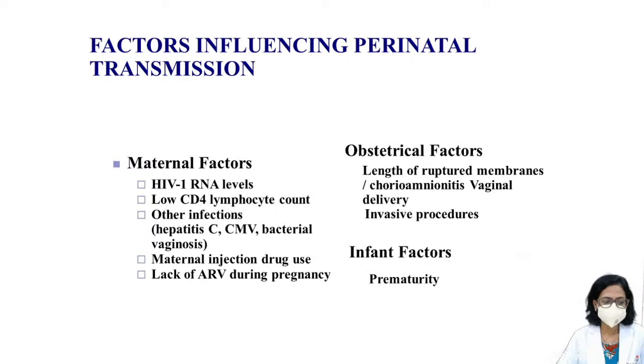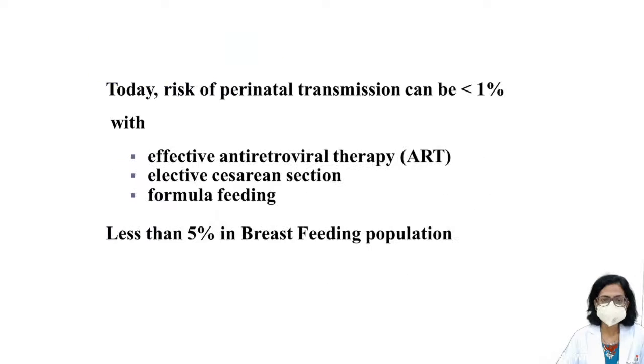So the factors which affect perinatal transmission are: if the viral load is high and the CD4 counts are low, then the risk of infection is higher in the baby. Other infections, if they coexist, like hepatitis C, cytomegalovirus, and genital tract infections, also increase the risk of vertical transmission. Maternal injection use and lack of antiretroviral therapy during pregnancy all increase the risk of infection from the mother to the fetus or newborn. The obstetrical factors, if the membranes have been ruptured for a long time, if there is evidence of chorioamnionitis, or if there have been invasive procedures like amniocentesis, or if there has been some instrumental delivery and prematurity. These are also the factors which are going to increase the risk of transmission.